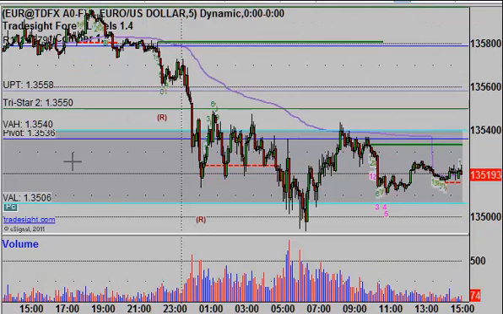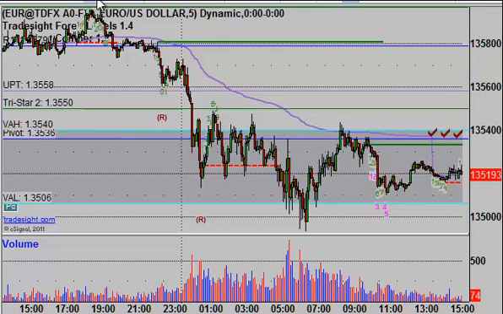Here's a look at the euro dollar, currently still short. I've moved the stop under the current pivot here. Over the current pivot here by a few pips, or used the value area high somewhere right above that level. But we are still short from yesterday's action.